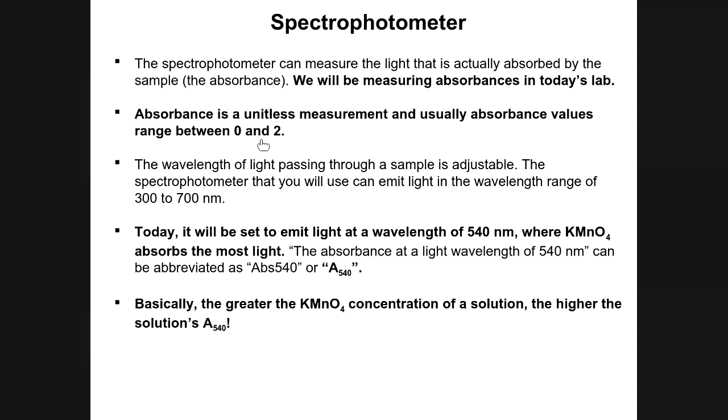The lower the concentration of your potassium permanganate in the sample, the lower your absorbance readings. Notice I try to give you something that correlated. It normally doesn't work that way in person. The wavelength you would have set the spectrophotometer at would have been 540, because that's the wavelength of light that potassium permanganate absorbs the best. And here it says, basically, the greater the potassium permanganate concentration of a solution, the higher the absorbance reading.